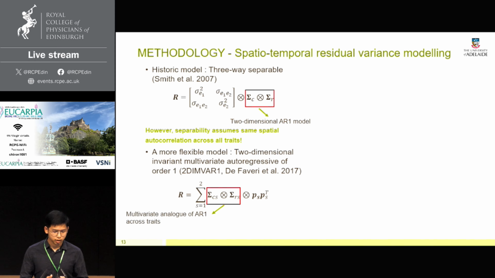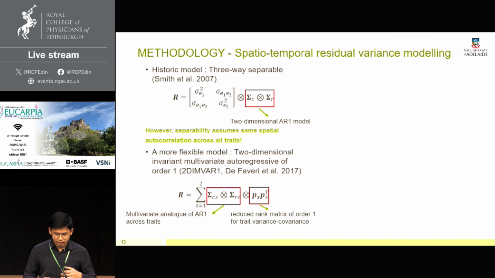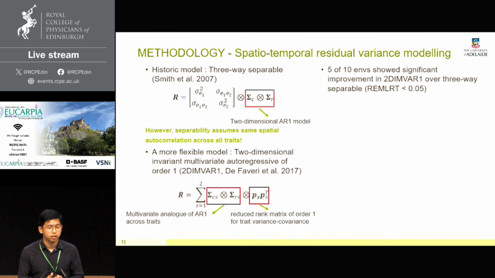But just briefly, here we have a multivariate analog of the AR1 across traits, where essentially the diagonal elements give the spatial dependency between neighboring plots at each measurement time, and the off-diagonal gives the spatial dependency between neighboring plots at different measurement times. And this allows for different spatial correlation across a temporal scale. And what we've found is 5 out of 10 environments actually showed significant improvement in using this 2D VR1 model over the historic three-way separable.